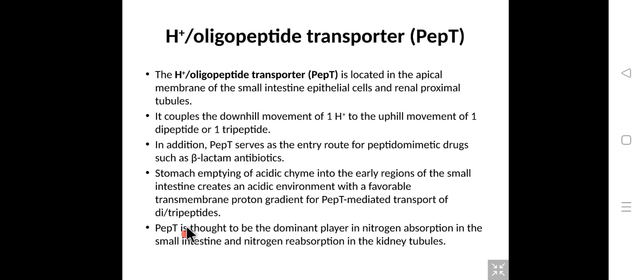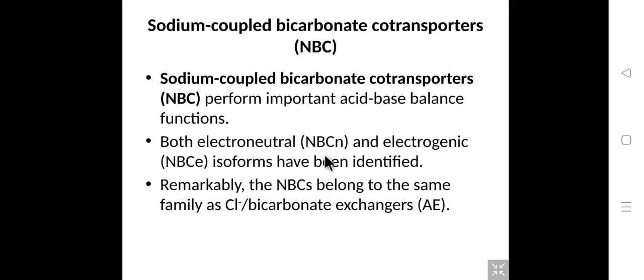PEPT is also thought, and this is still under investigation, so maybe by the time you graduate, who knows, we might have definitive data, to be the dominant player in nitrogen absorption in the small intestine. So it has quite a number of functions, specifically movement of antibiotics, tripeptides, and also nitrogen, three key molecules.